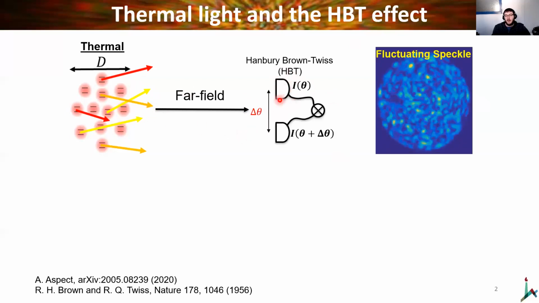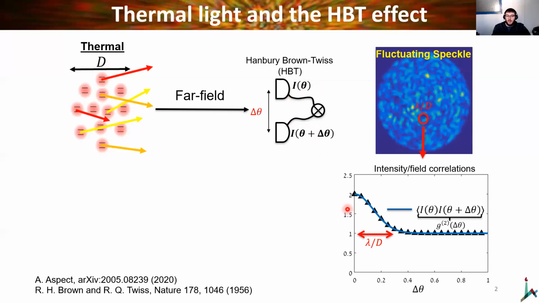What HBT did is that they performed a measurement in which they had two detectors at some separation, and they measured the intensity correlations between these two detectors. What they observed is that if you look at the intensity correlations, or the second order coherence function G2, as a function of the separation between the two detectors, you get a bunching effect if the detectors are close, in which you have intensity correlations which disappear when the separation is large.